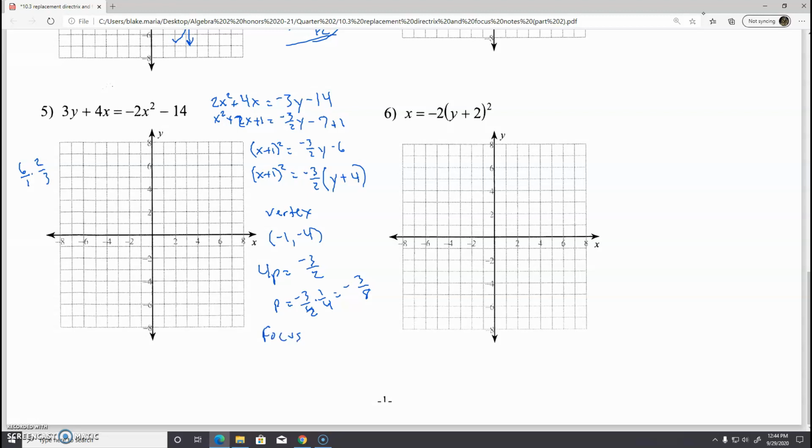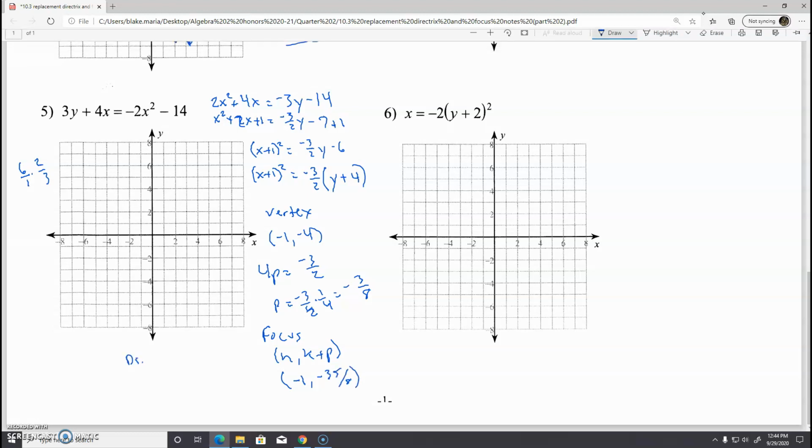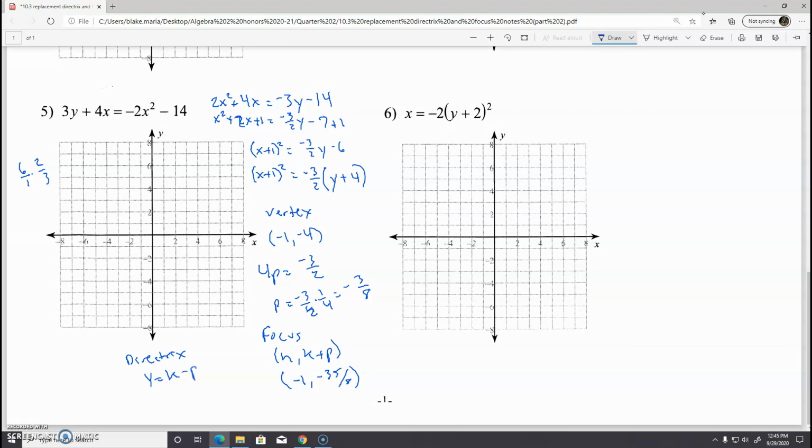I'm running out of time. We have h, k plus p. So h was -1. And then k plus p gets you -35 over 8. So hopefully you're good with those fractions. Directrix is y equals k minus p.